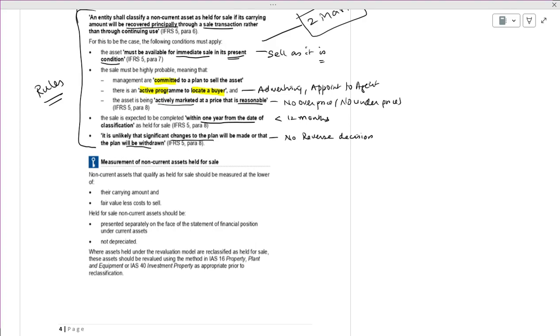Measurement of non-current assets held for sale. How will you measure? It will be measured at the lower of carrying amount or fair value less cost to sell. Cost to sell is nothing but selling expenses, okay? Whichever is lesser. Held for sale non-current assets should be presented separately. You have to present them separately in the statement of financial position. Where do we present? We present in current assets.